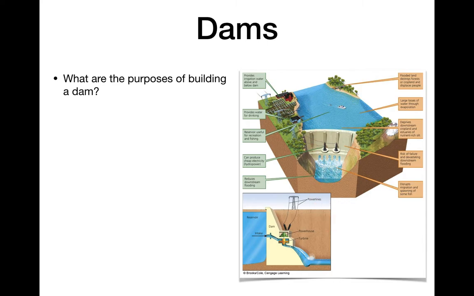Downstream, it would prevent flooding with the seasons, because you have this dam to regulate the flow of water. Lots of reasons why we build dams.